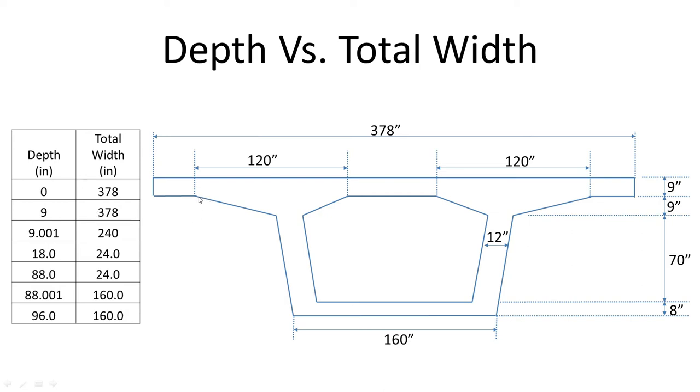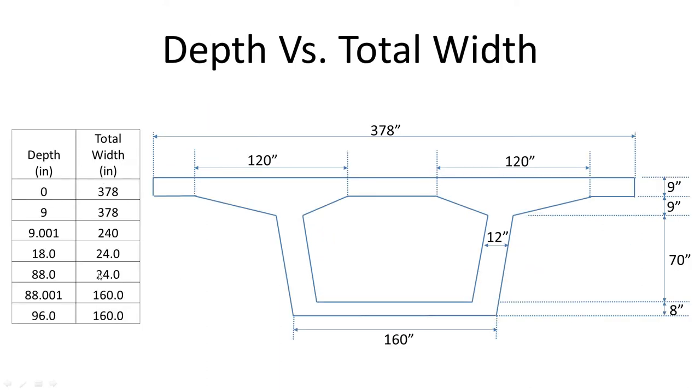And just below 9 inches, let's say 9.001 inch, the width of the section is 120 plus 120, 240 inches. And that width gradually reduces and becomes 12 plus 12, 24 inch at a depth of 9 plus 9, 18 inches. And that stays pretty much constant to a depth of 9 plus 9, 18 plus 70, 88 inches. Just below the 88 inch, the width becomes 160 inches. It's a little bit more at this depth, but I'm assuming 160 inches just to keep things simple.